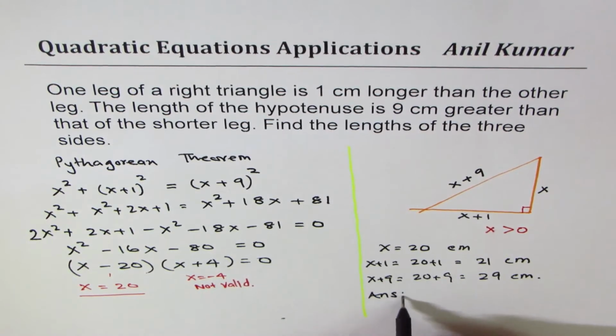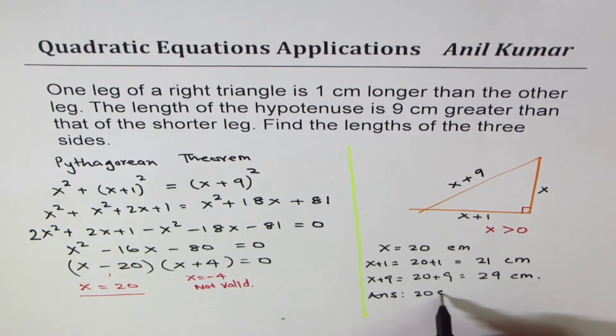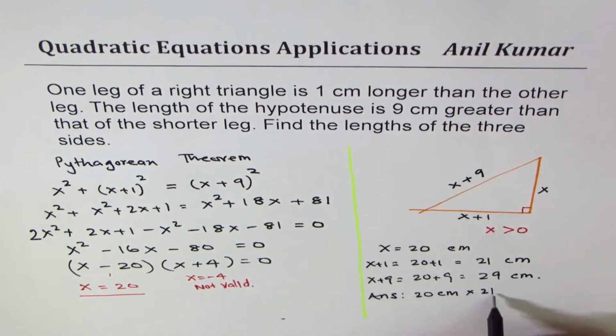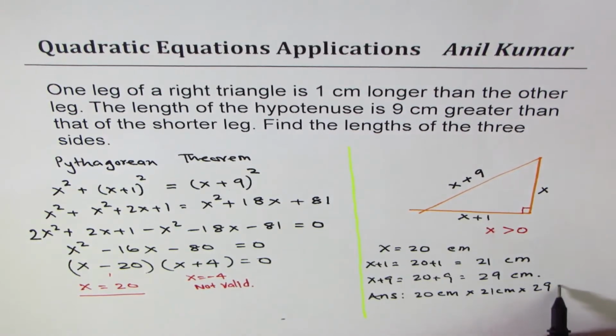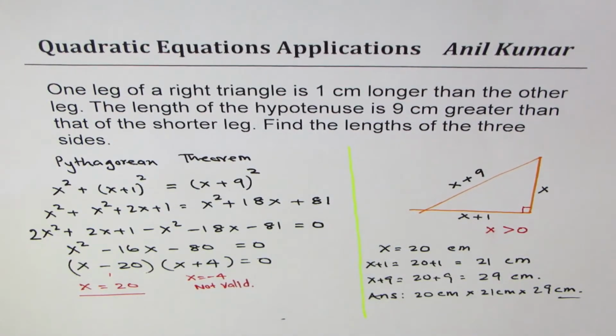So the answer is the triangle sides will be 20 centimeters by 21 centimeters by 29 centimeters, correct? So that is how you could solve this. Thank you.